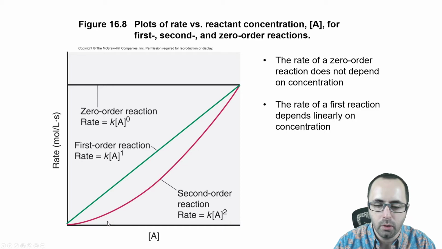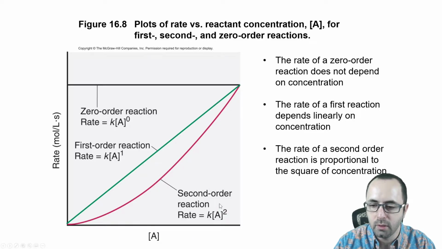The second order reaction's rate increases with the square of the concentration. It's proportional to the square of the concentration. So this rate increases even more rapidly than the first order reaction with respect to the concentration of A.